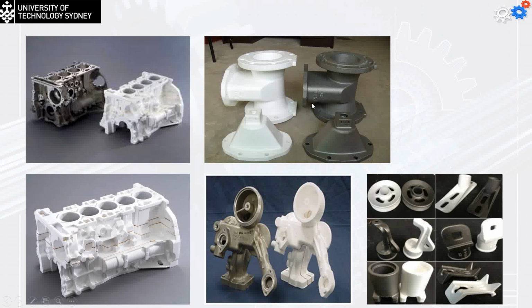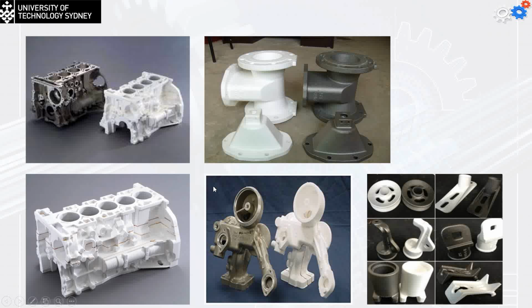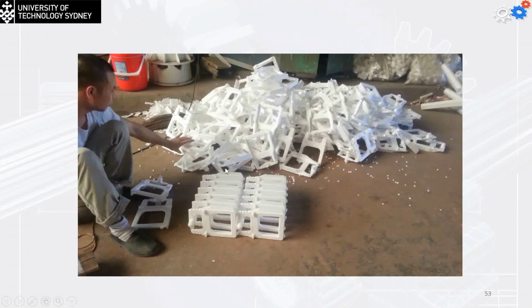The valve shell, different types of pulleys, and other parts which have quite complicated shapes. You can notice from this one that the quality of the casting is also going to be good, and this is mainly related to the spraying of the refractory compound around the foam pattern. Okay, now this is the massive production of the foam patterns for making different parts.